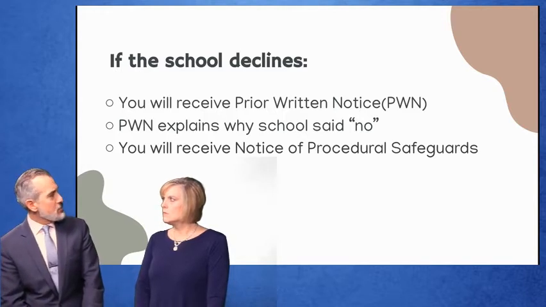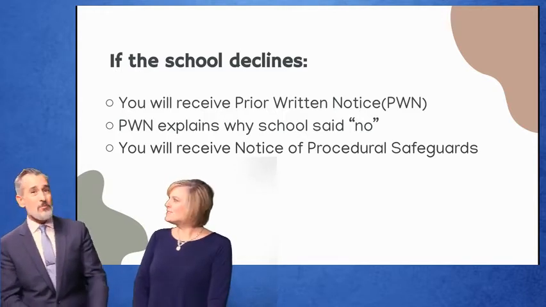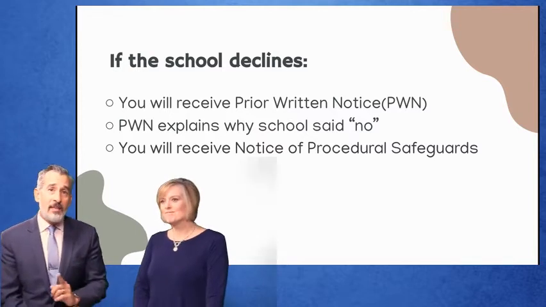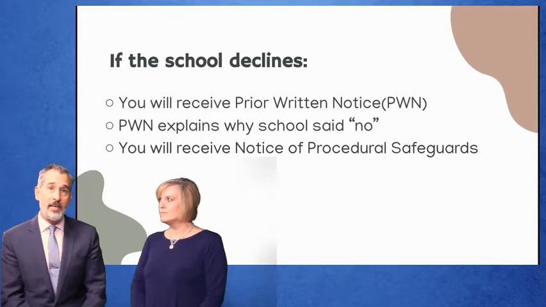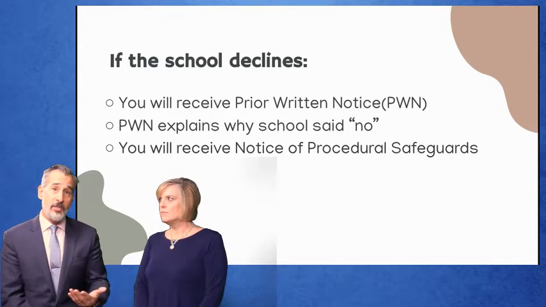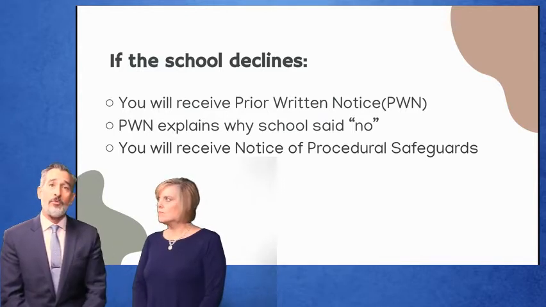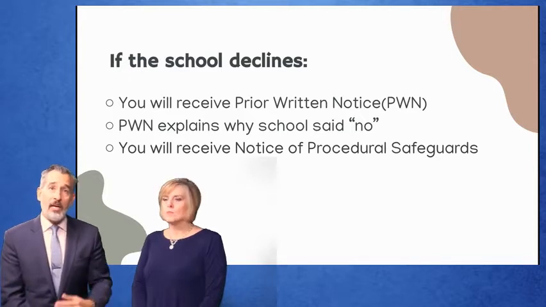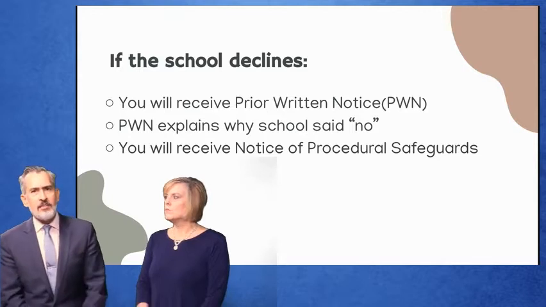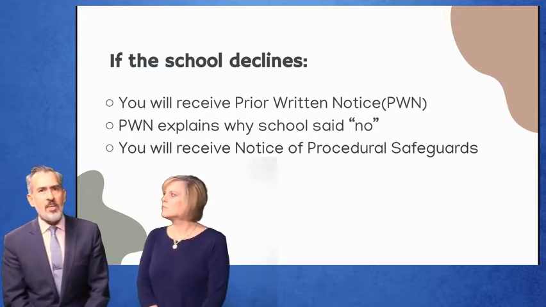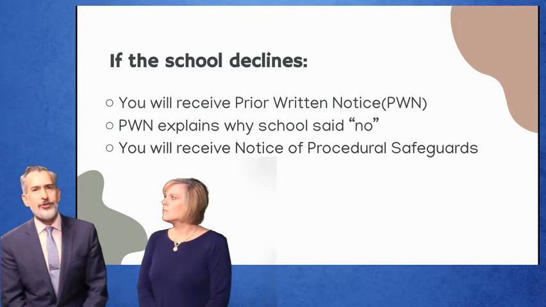Lisa, what's that document? The Notice of Procedural Safeguards. That document is very important as well. It explains the process under the IDEA that speaks to the provision of special education services in public schools, and it basically outlines the rights that a parent of a student with a disability has regarding this process under the IDEA. So that's the summary of what a school will do when they decline to conduct an evaluation.